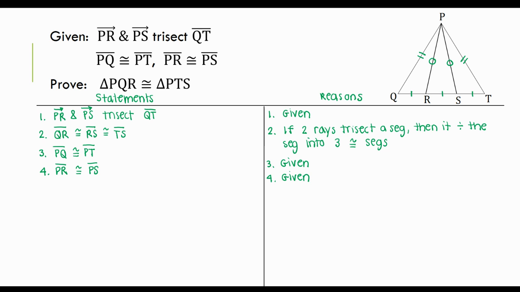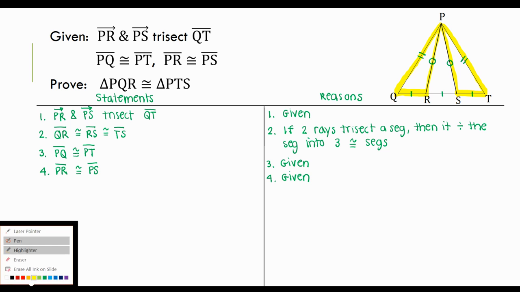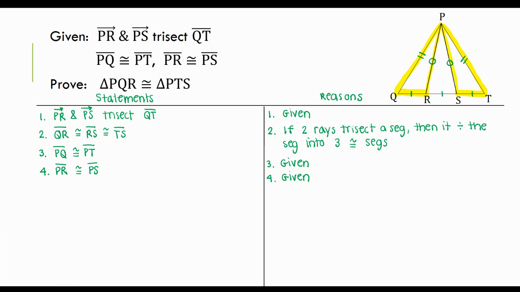Notice that what we're trying to prove is that we have 2 congruent triangles. There's definitely more than 2 triangles in this picture, so I'm going to highlight the triangles we're talking about. We're talking about the triangle PQR, and we're talking about the triangle PTS. So it's these 2 outer triangles here. If we're thinking about all the ways in which we could prove congruent triangles, we've got side, side, side; side, angle, side; angle, side, angle; and angle, angle, side. We are trying to get one of those.